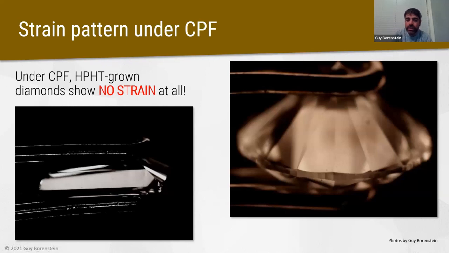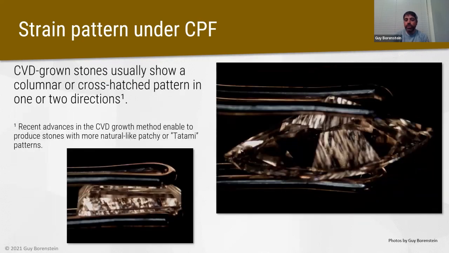On the other hand, when you're looking into an HPHT, you won't see any interference inside the stone. The stone will look completely uniform inside. And when you are looking into a CVD, you will see a columnar effect or zebra stripes that will just be crossing the stone, lines and lines inside the stone. They could be either one direction or they could be crosshatch.